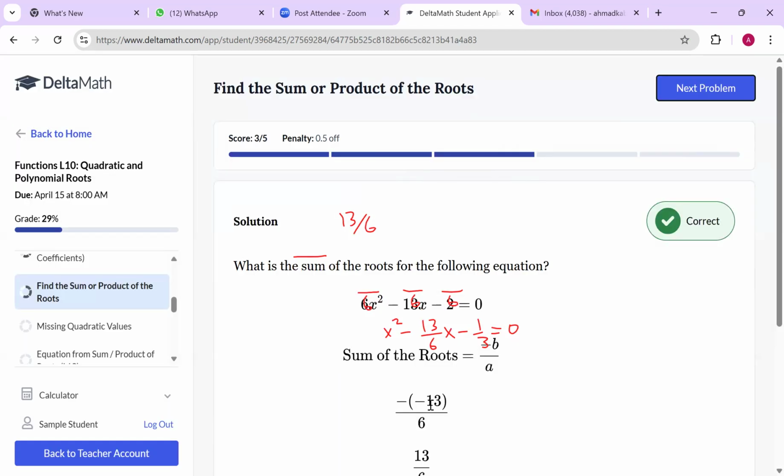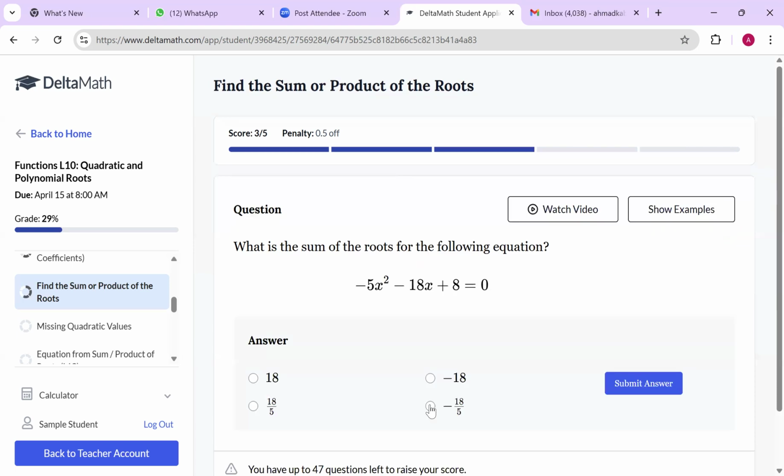Let's try another one. Again, first step is to divide everything by negative 5. So we get x power 2 plus 18 over 5x minus 8 over 5 equals 0. Here they want the sum again, so the sum is negative 18 over 5.